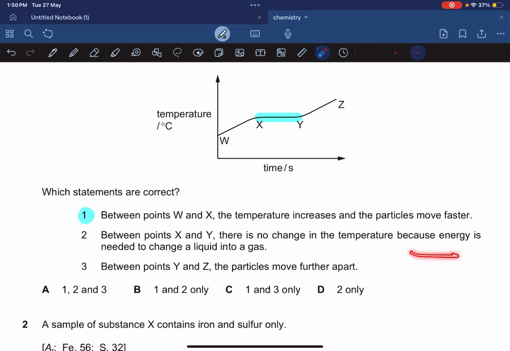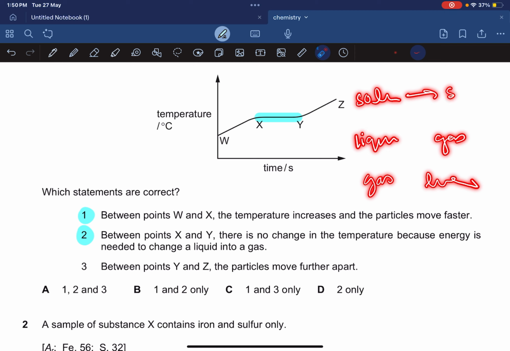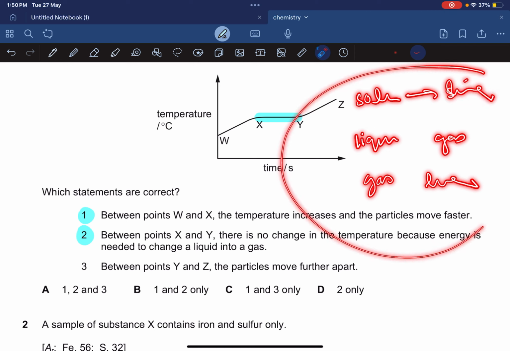And because energy is needed to change the liquid to gas, that's correct. What's basically happening is you are changing the arrangement of the particles. So that's why the temperature does not increase between state changes. Always remember, for example, if your liquid is turning into a gas, or your gas is turning back into a liquid, or your solid is turning into a liquid, whenever the state of the substance is going from one state to another, the temperature does not rise or fall. It remains constant, though you continue to supply the energy.